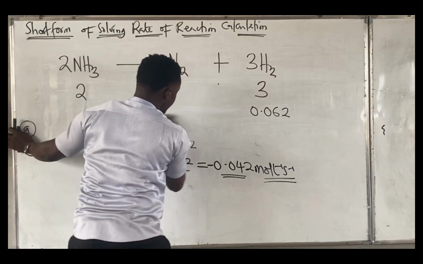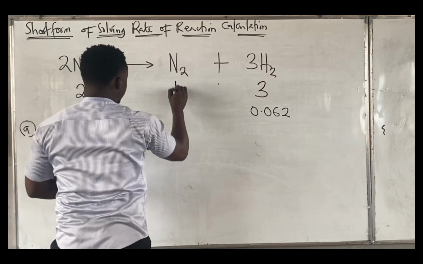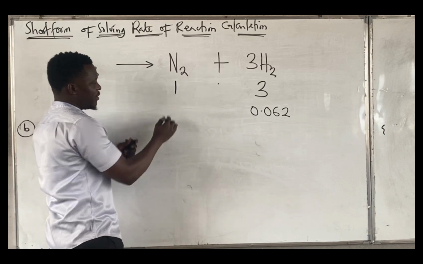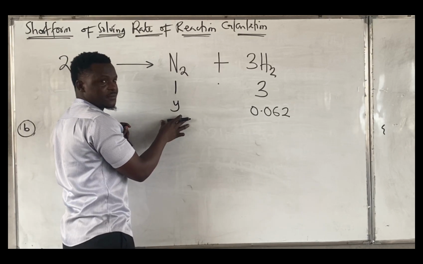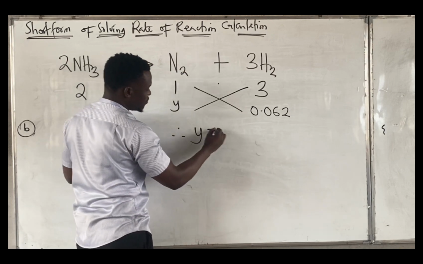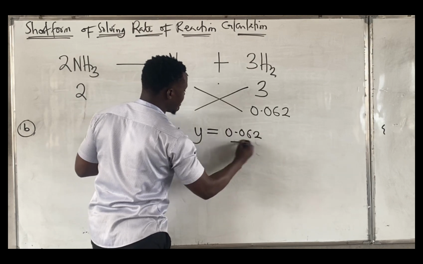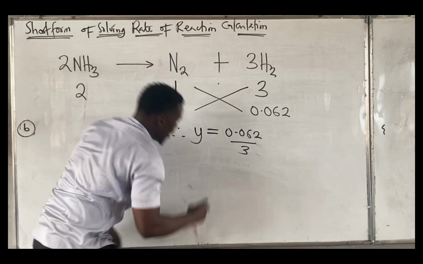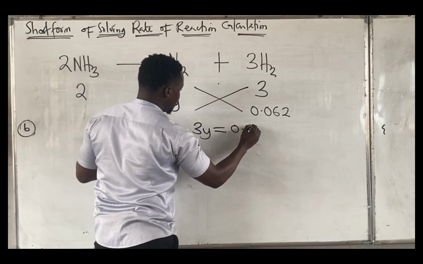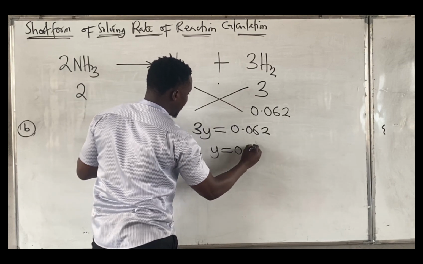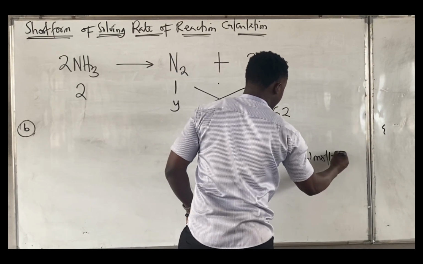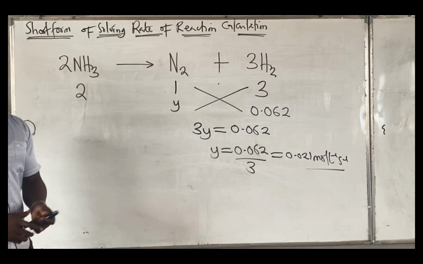B part. The B part question was for us to solve the rate of formation of nitrogen, is it not so? So here, I'm going to make this the subject. I'll put y here. It's very simple, cross and multiply. So therefore, y, which is the rate of formation of nitrogen, equals 0.062 over 3. I believe you know how we got this. But for those that may be wondering how I got this, first you cross multiply. 3 times y will give us 3y. 1 times this will give us 0.062. We make y subject of the formula, we have 0.062 divided by 3, which is 0.021 mole per liter per second. So that is it.